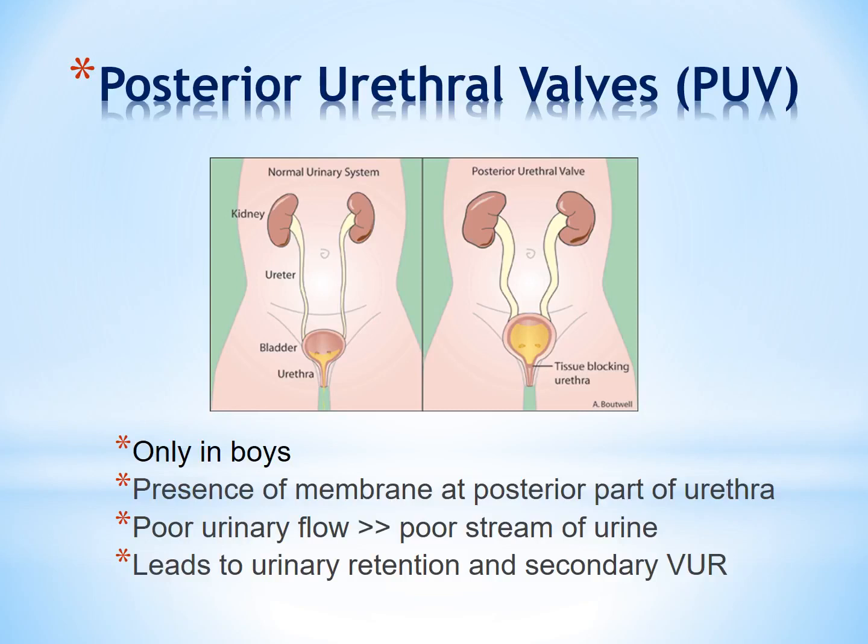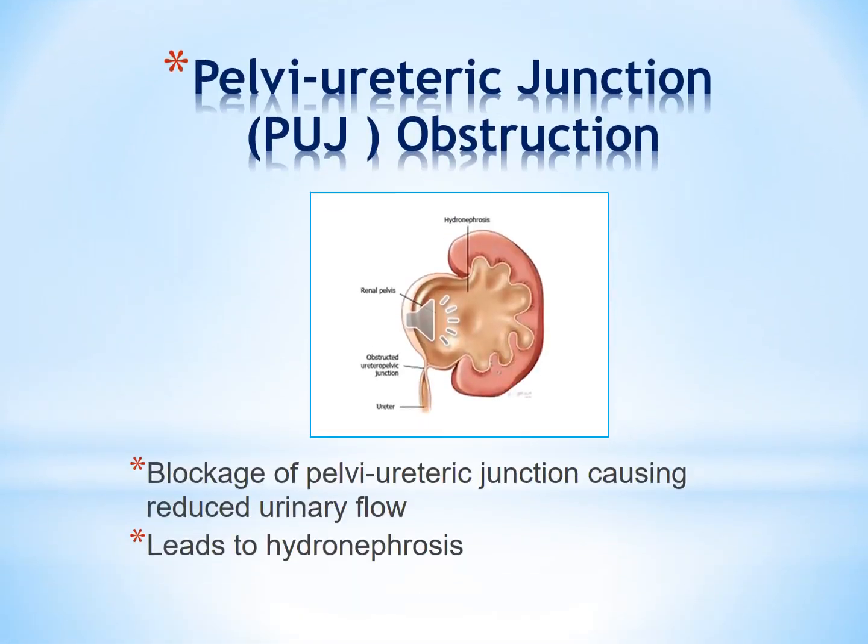Posterior urethral valve is a condition that occurs only in boys. In this condition there is presence of a membrane at the posterior part of the urethra. This causes poor urinary flow through the urethra, which manifests as poor stream of urine in the child. The bladder outlet obstruction inevitably leads to urinary retention, with secondary vesicoureteric reflux. In PUJ obstruction, there is blockage at the pelviureteric junction causing reduced flow of urine from the renal pelvis into the ureter. This leads to hydronephrosis.